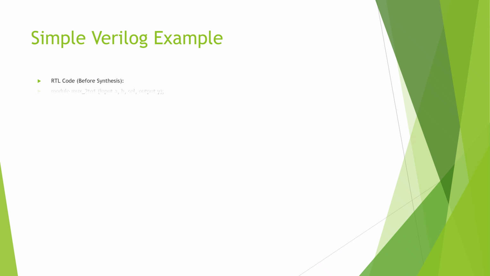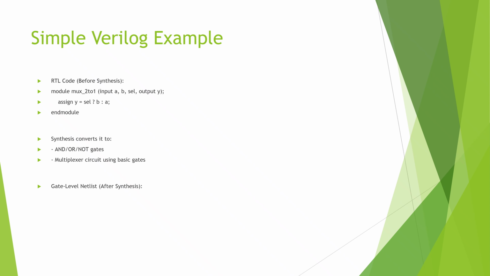Consider a 2-to-1 multiplexer in Verilog. You may write one line, assign y equals select ? B : A. That line looks so innocent. One line of RTL, no stress. In RTL, it's one line. But in hardware, synthesis will implement that as a small circuit with an inverter, some AND gates, and an OR gate. So the tool reads that single line and says, let me build you a proper multiplexer out of standard cells. Exactly. In the gate-level netlist, you'll see instances like AND2, OR2, and INV with specific cell names from the library, all wired together to implement that mux.